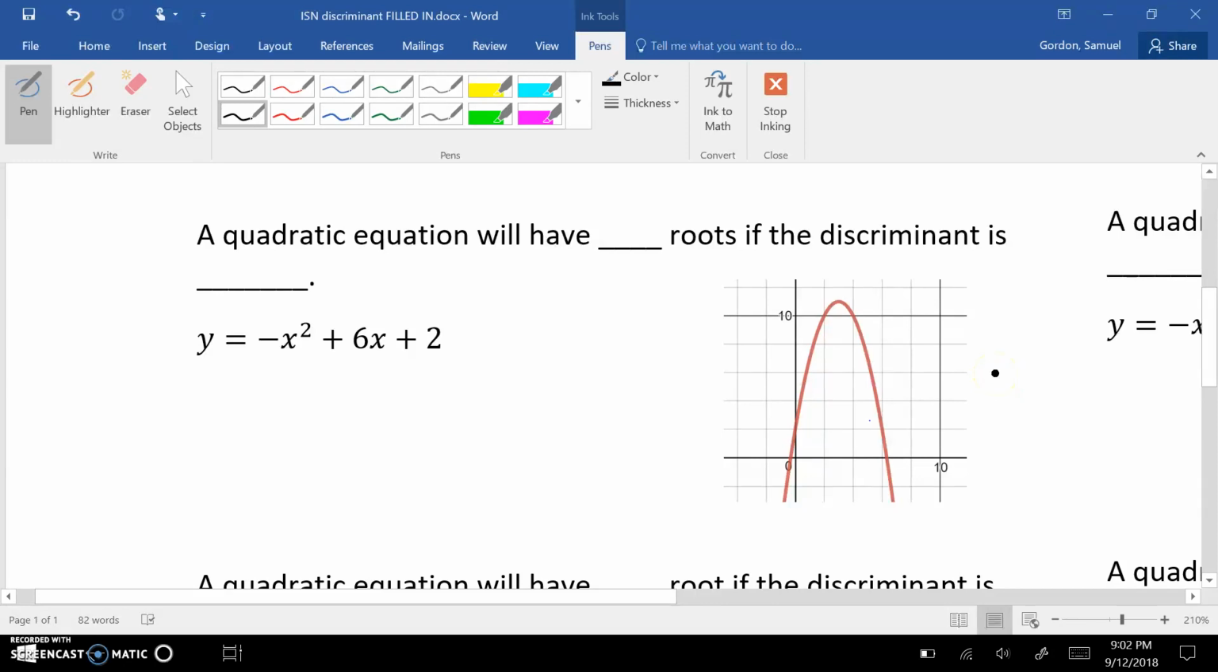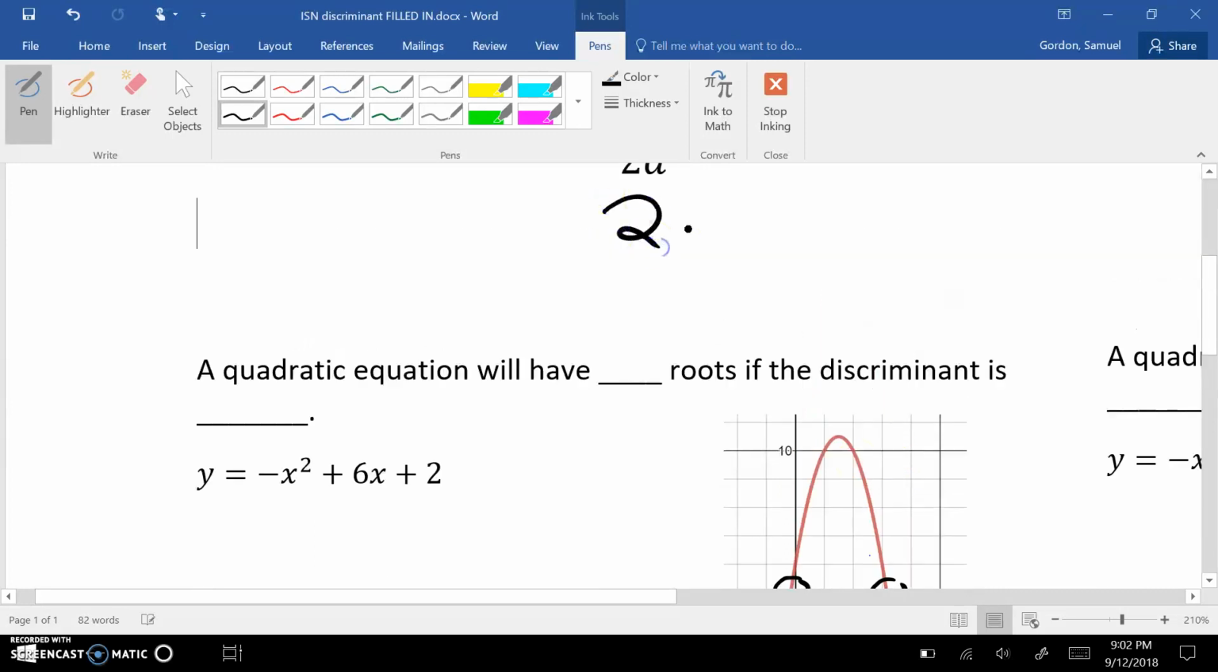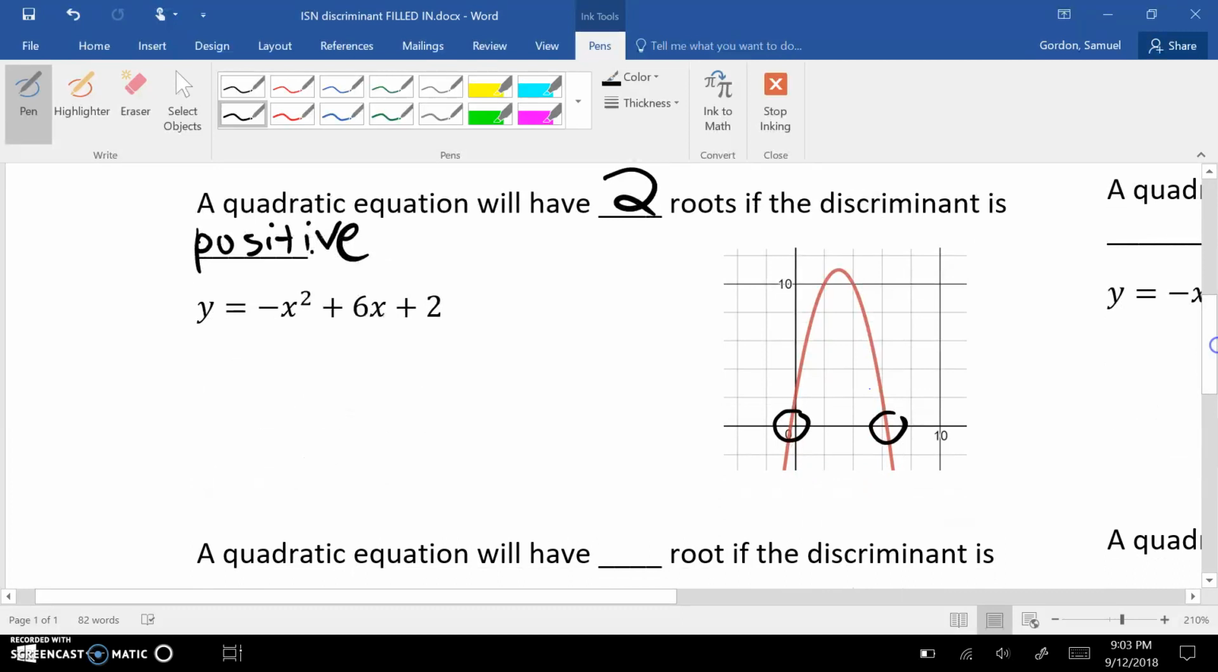So for example, this has two roots, 1, 2. It's crossing the x-axis in two places. So those are my roots. So it's going to have two roots if the discriminant is positive. Okay, so I'll show you what I mean by that.